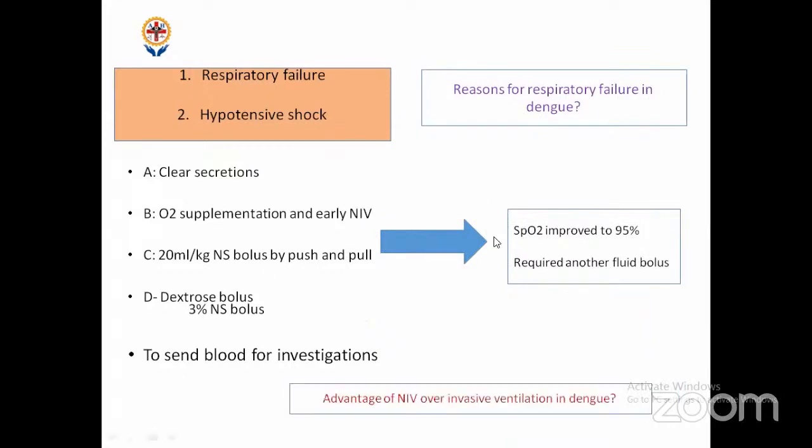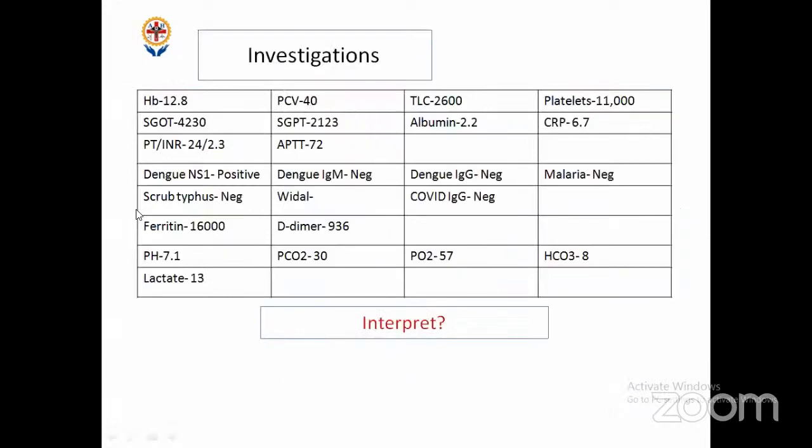So what do you want to do next? So these are the investigations. We have seen total leukopenia, low platelets, your PCV is 40, significantly elevated liver enzymes, significantly deranged coagulopathy, NS1 is positive, others are negative, CRP is 6.7, severe metabolic acidosis, lactate was 13, ferritin was high. So what is your interpretation of these results?